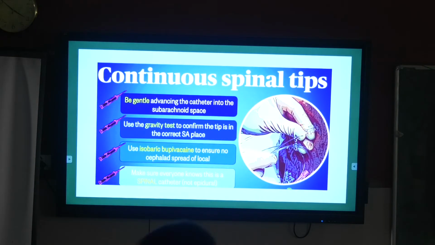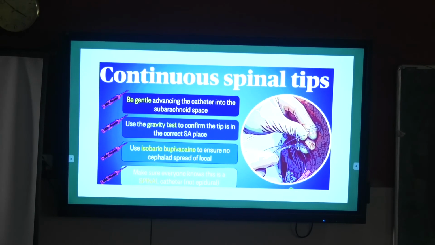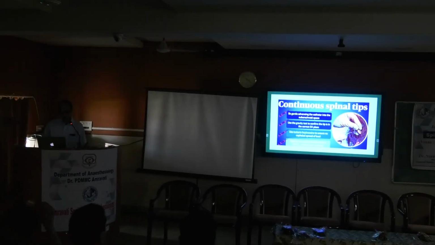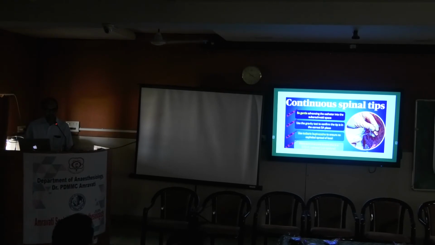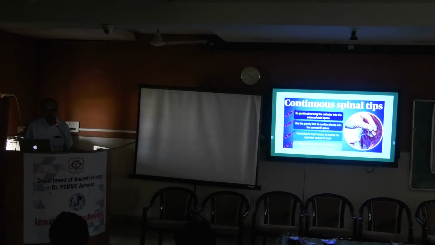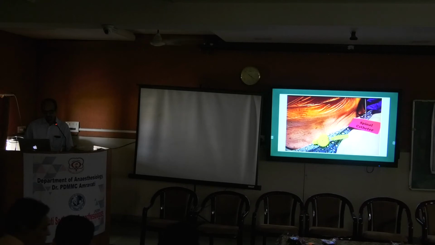Then some tips for continuous spinal. Be gentle advancing the catheter into the subarachnoid space. Gravity test to confirm the tip. Then isobaric ropivacaine is better than hyperbaric drug. And make sure everyone knows this is a spinal catheter. You have to label it. Otherwise, anyone can put an epidural dose through the spinal catheter and the patient can go into total spinal. You have to label it strictly.